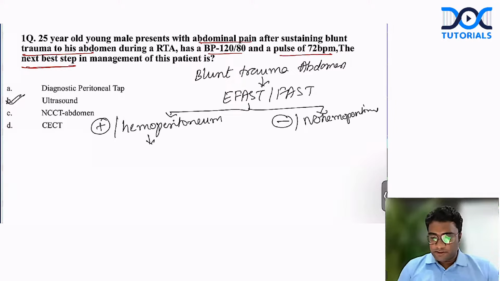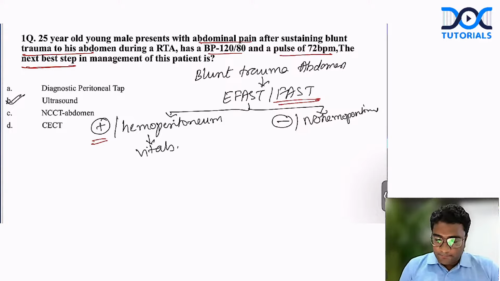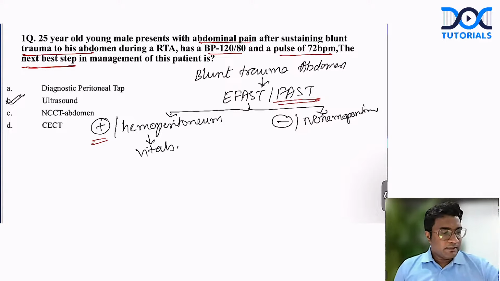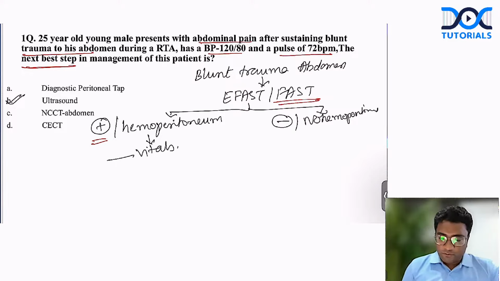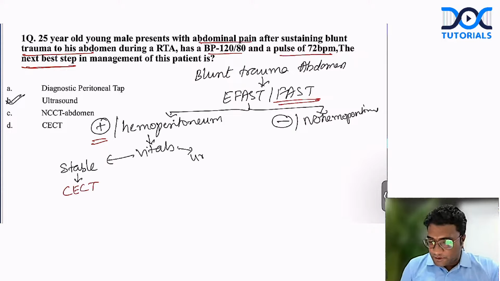What would you do if FAST is positive? If the question mentions that ultrasound was done and FAST is positive, the next thing is to look for the vitals. Good evening, Karthik, Ronak, Grace, right? So what would you do if vitals are stable? Vitals are stable. What is the investigation? CECT. And if vitals are unstable, the next step is emergency laparotomy.